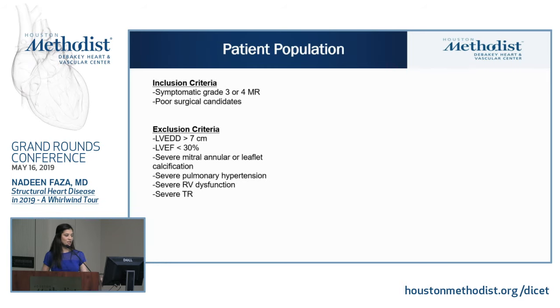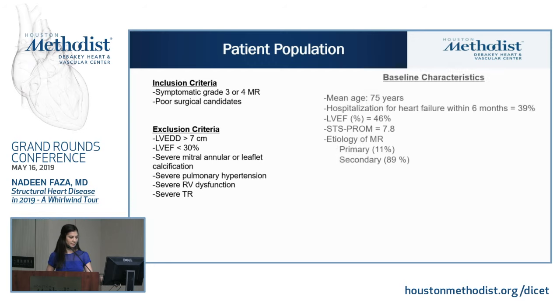The patient population included patients with symptomatic grade 3 or 4 mitral regurgitation who were poor surgical candidates. Exclusion criteria included left ventricular end diastolic dimension more than 7 centimeters, EF less than 30%, severe mitral annular calcification or leaflet calcification, severe pulmonary hypertension, RV dysfunction, or severe TR.